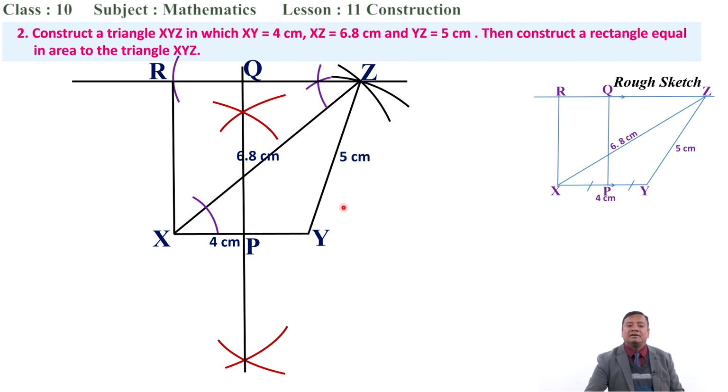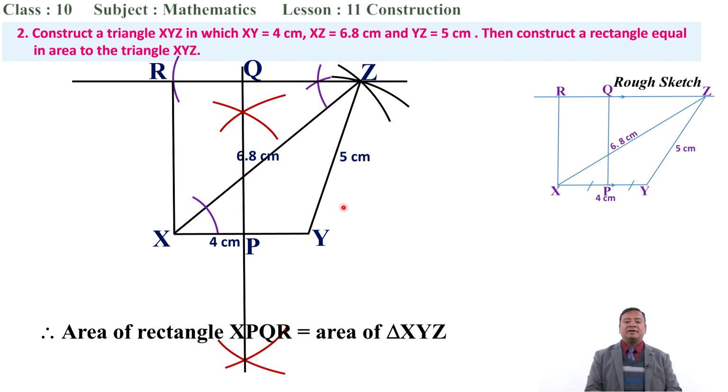Okay, and so here we can say area of rectangle XPQR is equal to area of triangle XYZ. Is it clear? Okay.